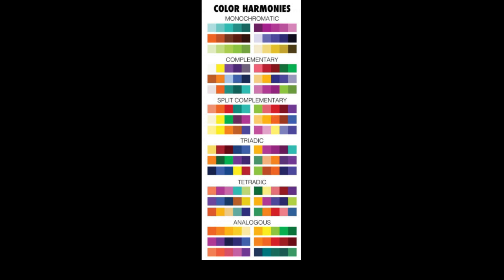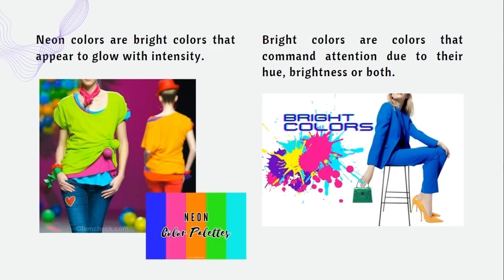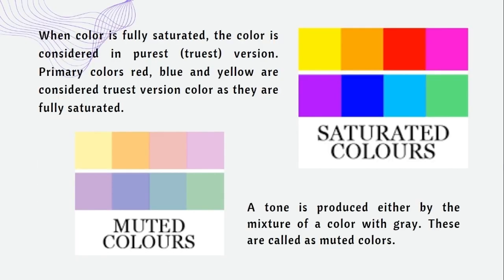You must understand the color terms that are used in fashion industry. Neon colors are bright colors that appear to glow with intensity. Bright colors command attention due to their hue, brightness, or both. A saturated color is in its purest form, for example, the primary colors like red, blue, and yellow. These are much suited for party attire.